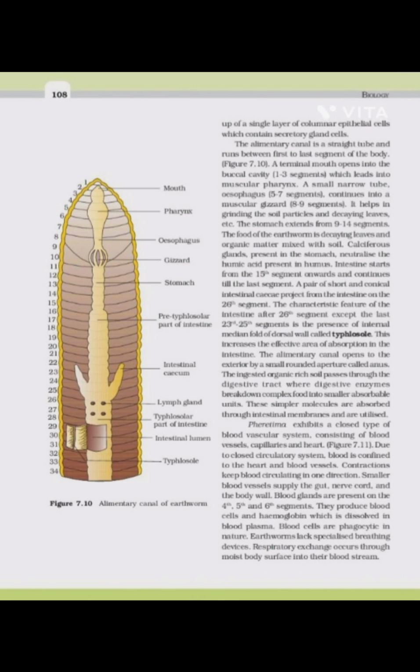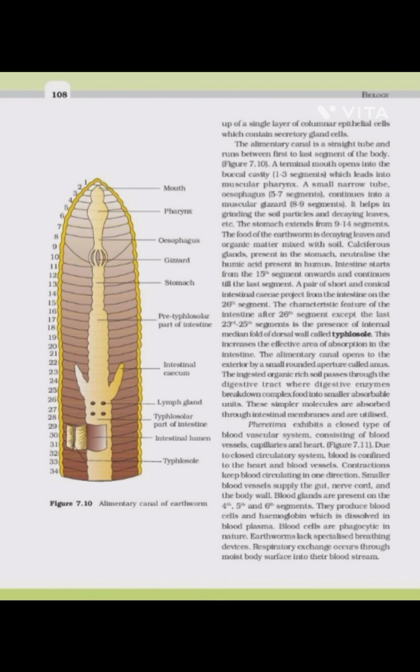It helps in grinding the soil particles and decaying leaves, etc. The stomach extends from the 9th to the 14th segments. The food of the earthworm is decaying leaves and organic matter mixed with soil. Calciferous glands present in the stomach neutralize the humic acid present in the humus. Intestine starts from the 15th segment onwards and continues till the last segment.